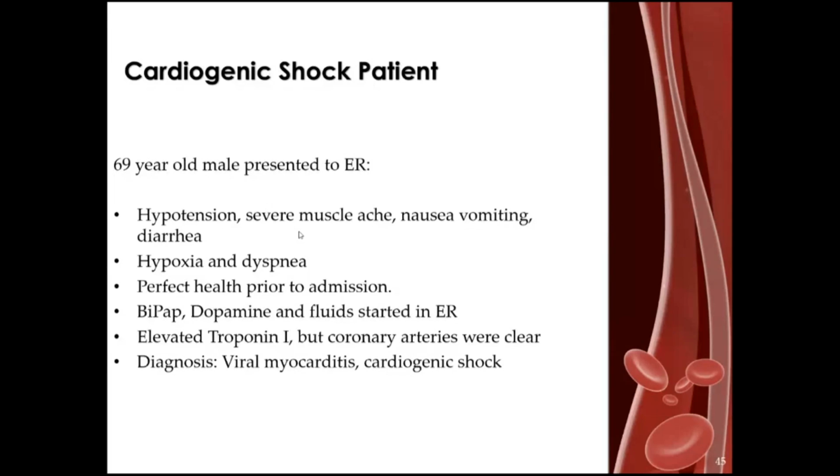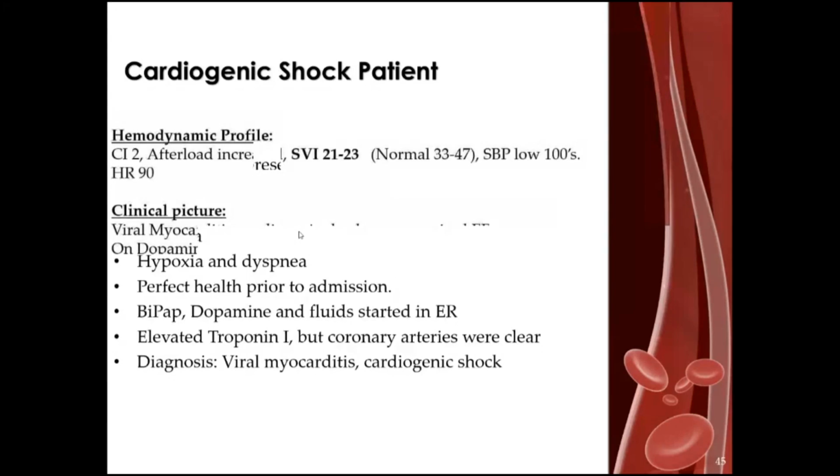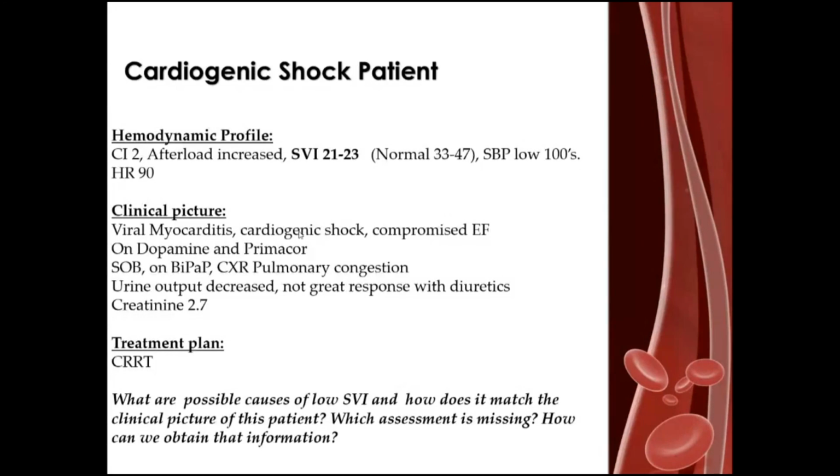His first set of troponins were really elevated, so the emergency team took him to the cath lab, but his coronaries were clear. And he was ultimately diagnosed with viral myocarditis and cardiogenic shock. So when we look at his hemodynamic profile, his cardiac indexes were really marginal. He had an increased afterload. His SVI was 21 to 23, and a normal SVI is actually 33 to 47. Systolic blood pressures were in the low 100s, and his heart rate was in the 90s range.